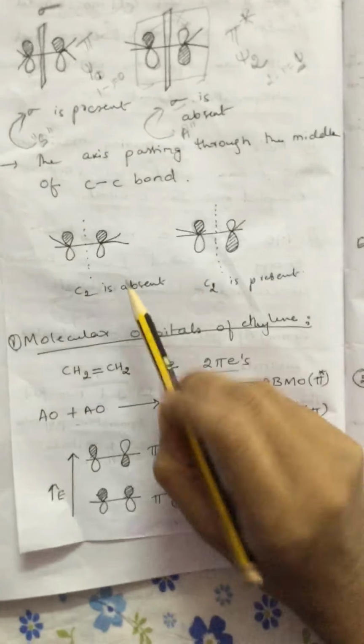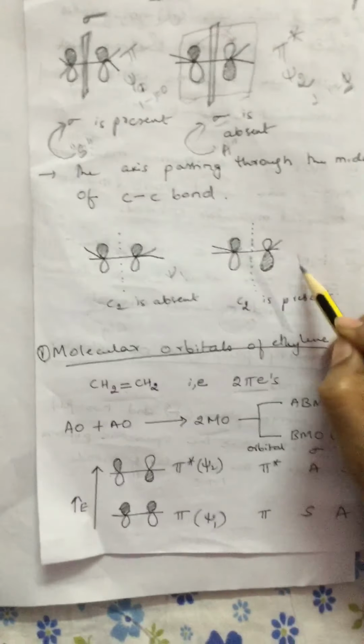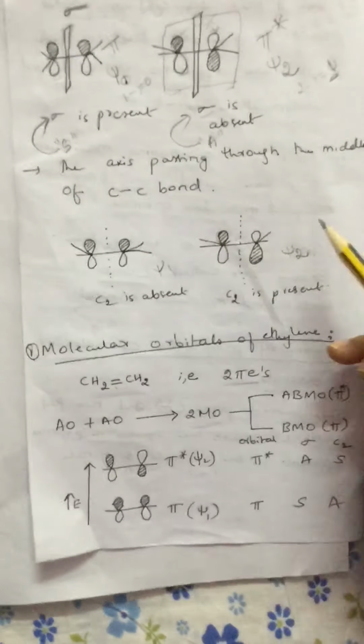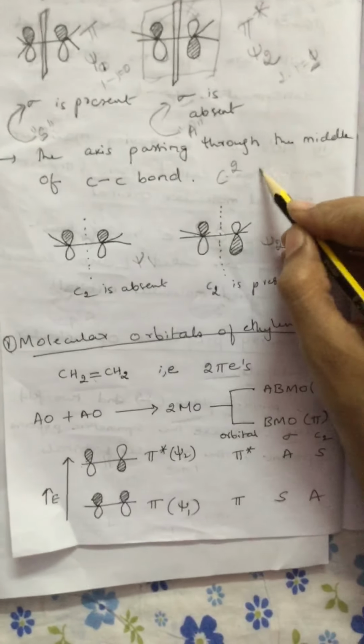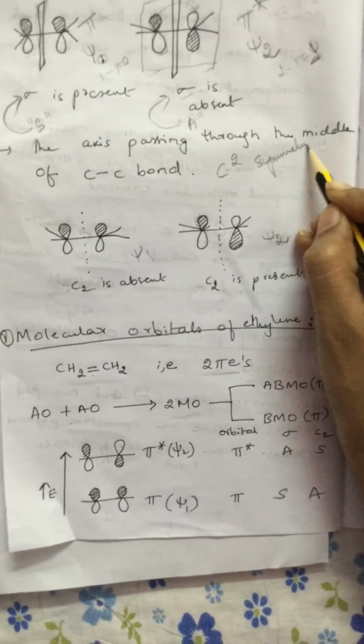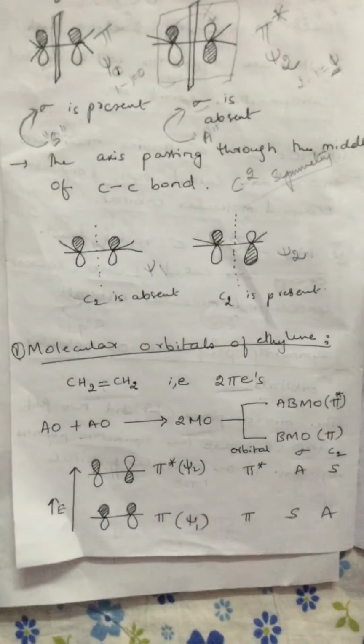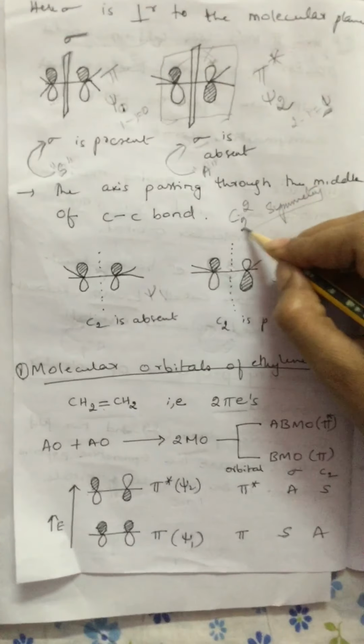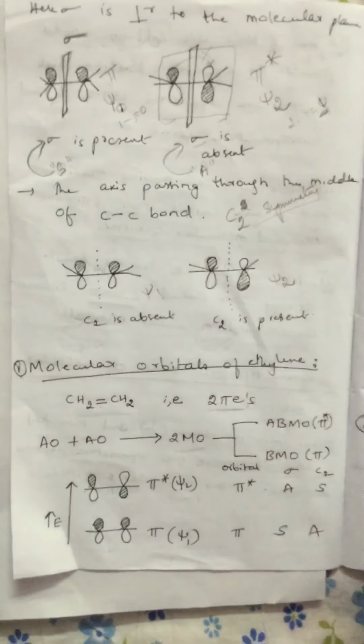Now likewise, the same psi 1 and psi 2 I have taken for the discussion of C2 symmetry, right? For the discussion of C2 symmetry, whether this is symmetric with respect to the C2 axis or not.